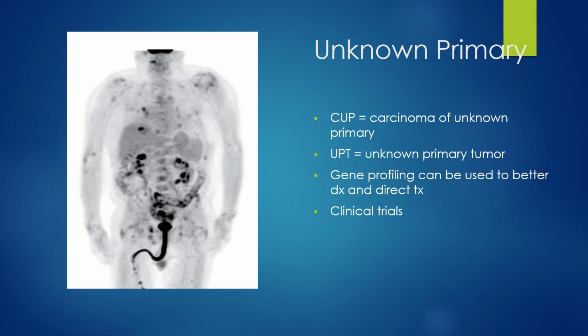And then this is something that you'll also see with FDG PET imaging, where a patient has an unknown primary tumor or unknown primary carcinoma. So if you see a diagnosis of CUP, it means carcinoma of unknown primary. And gene profiling can be used to better diagnose and direct the treatment, but a lot of times an FDG study is ordered to help locate the site of a primary tumor or determine whether or not it's FDG avid. But this is a cancer of unknown primary with multiple hypermetabolic metastatic sites on FDG.